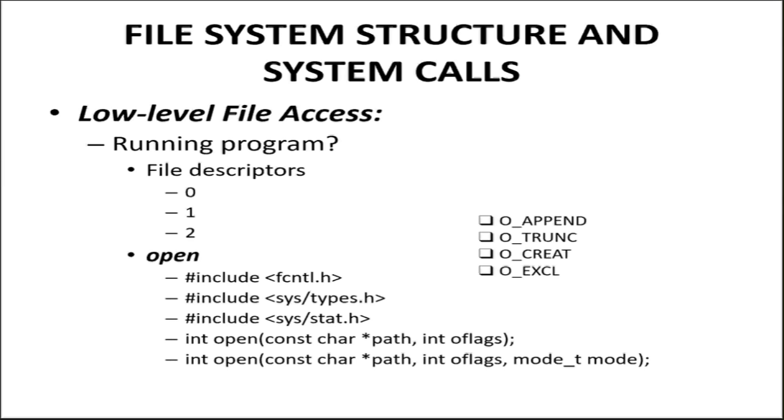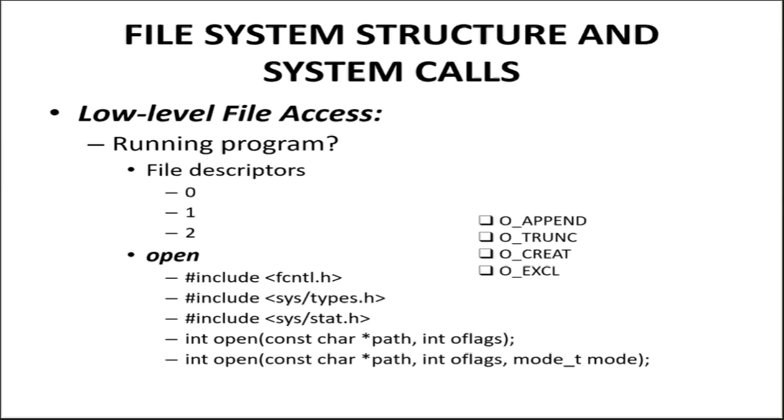CREAT to ensure that the caller creates the file, and the open is atomic, that is it's performed with just one function call. So this protects against two programs creating the file at the same time. If the file already exists, then open will fail with the help of this O_EXCL. If the file already exists, the open system call will fail, otherwise it will create a file.